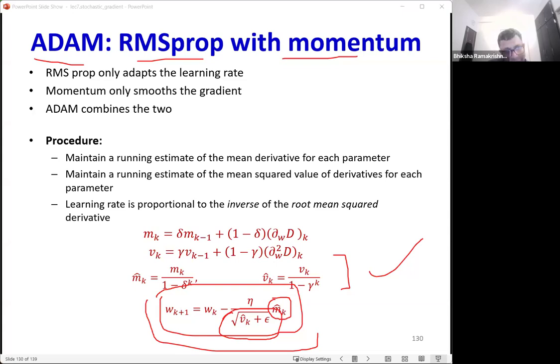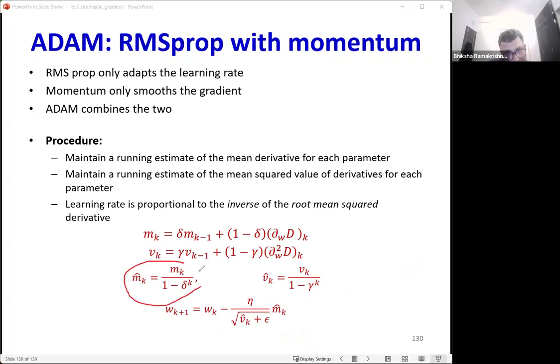Okay. Now, what is this crazy bit over here? Why do you need this? This is just a hack. It turns out that typically you initialize this guy as 0. Typically, you also initialize delta as something close to 1. What will happen? Initially, this is 0, because if delta is close to 0, this also becomes 0. So this never gets updated. These things don't get updated simply because of the manner in which we initialize these things and the values we choose for these parameters. So this 1 minus delta raised to k deals with it.